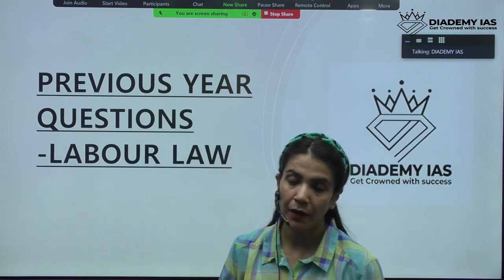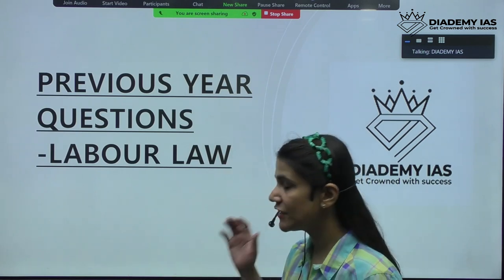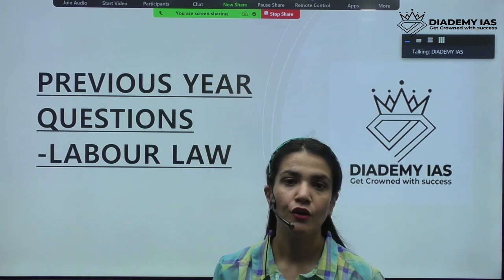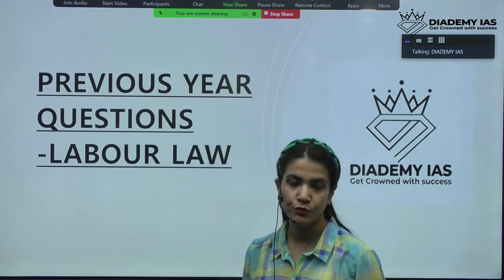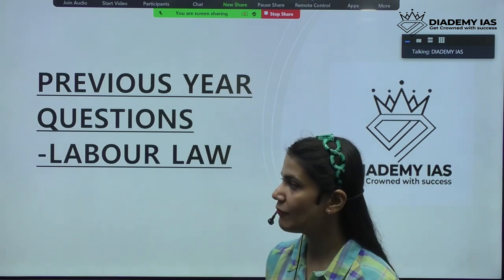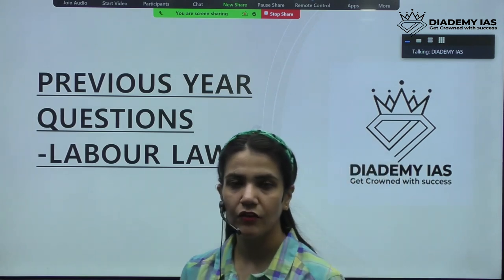For your upcoming exam of EPFO and APFC, the major discussion that we are going to be having today is going to be your specific PYQs. I have included some important PYQs related to especially Factories Act 1948, then you have Maternity Benefit Act and also the Payment of Wages Act.